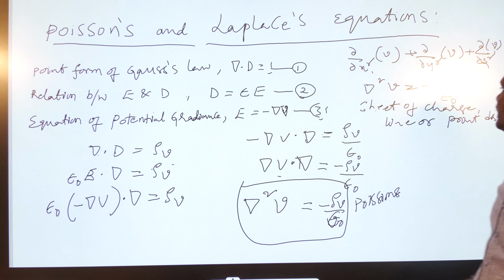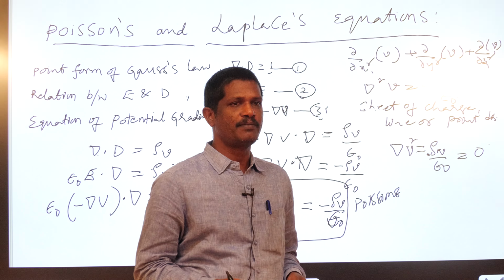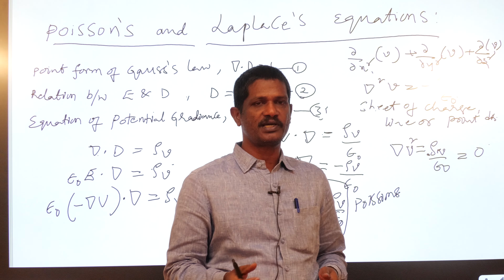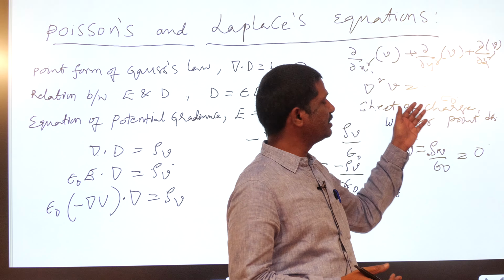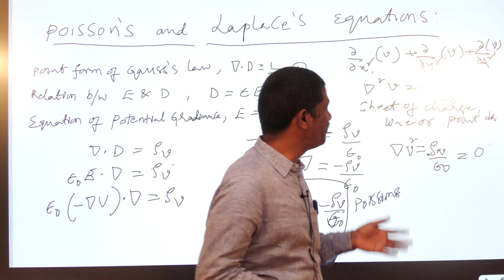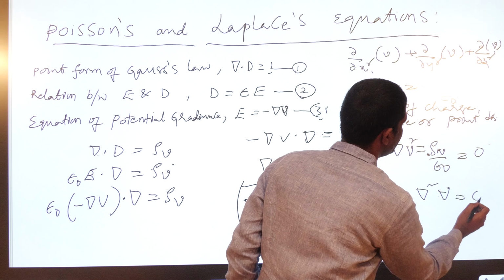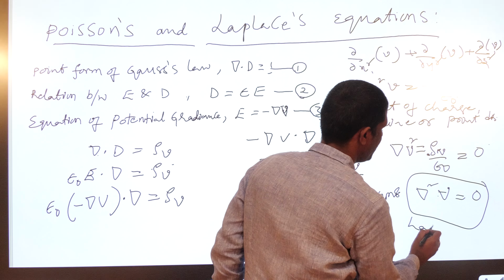which is rho V by epsilon naught minus rho V by epsilon naught, which is equal to 0. That means there is no volume charge distribution in the free space. That means there is no charge distribution presented in the free space. There might be point charge distribution, line charge distribution, or sheet of charge distribution, which is specified by the Laplace equation, del square V is equal to 0.